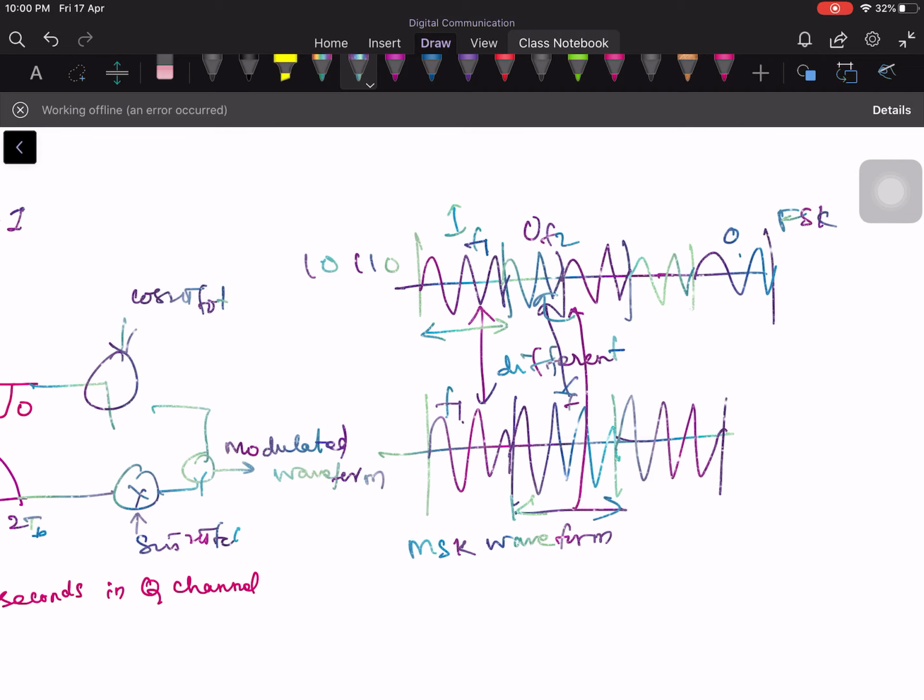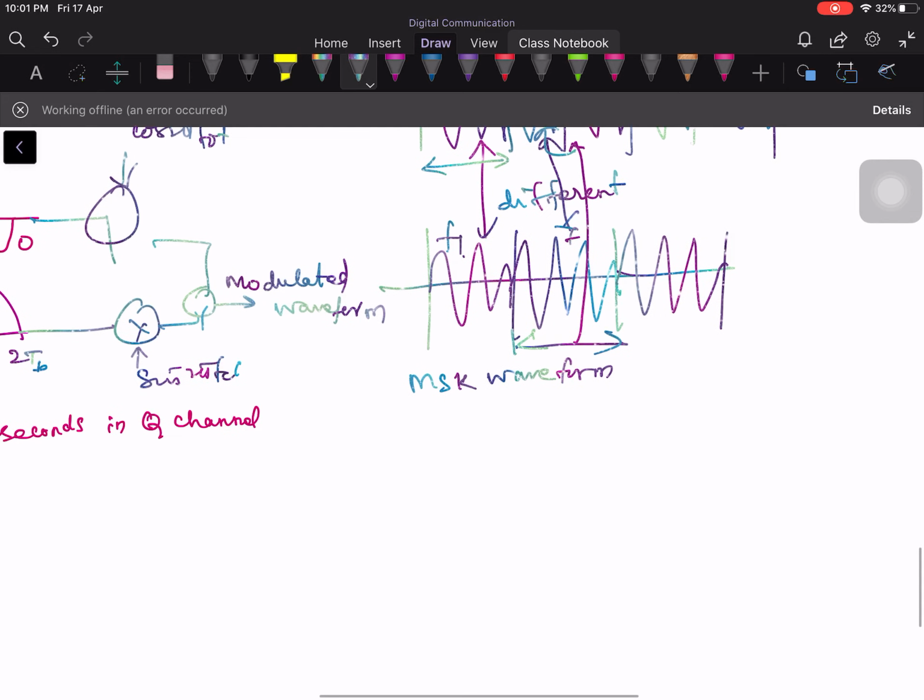Therefore what I'm trying to say is this, the MSK waveform can be viewed as an FSK, but they are not similar. So you cannot use the demodulator which you are using for MSK to decode an FSK. Similarly, the demodulator which you designed and used for FSK cannot be used for demodulating the MSK waveform. So that is a key point which we need to understand in this.